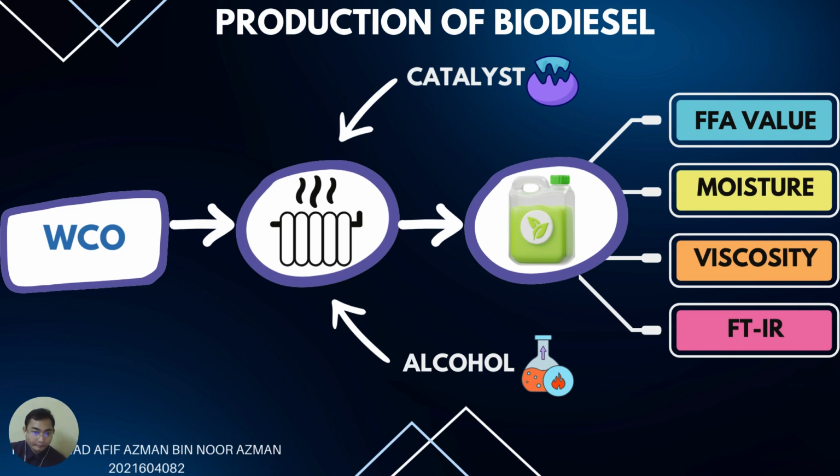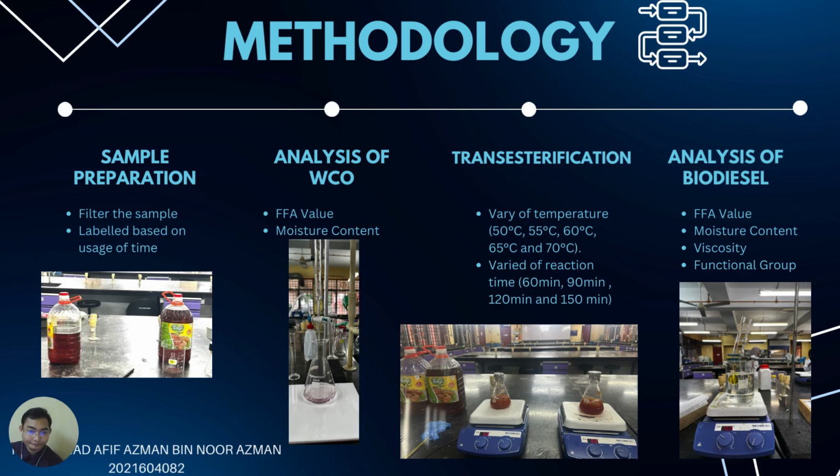To produce biodiesel, the WCO will go through a reaction called transesterification with the presence of a catalyst and alcohol. Then the biodiesel and glycerol will be produced. The biodiesel will be analyzed for FFA value, moisture content, viscosity, and FTIR for functional groups.